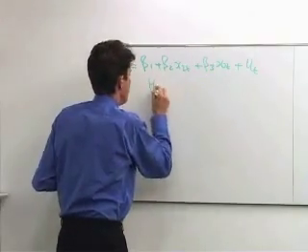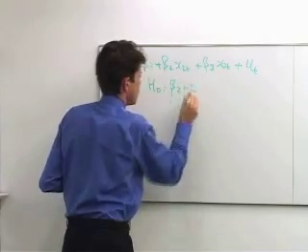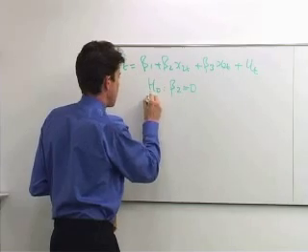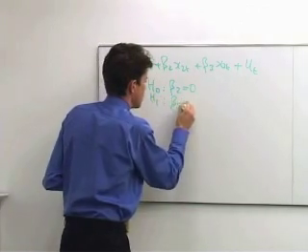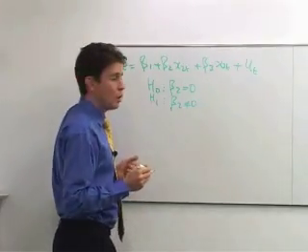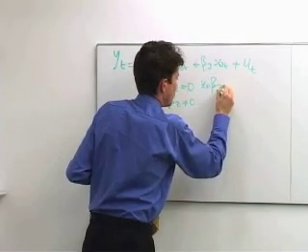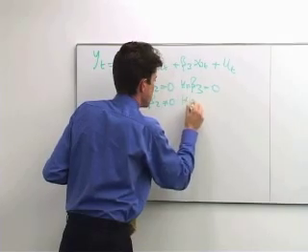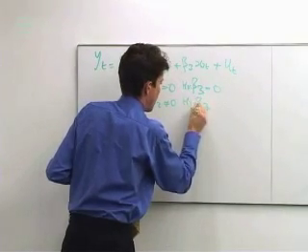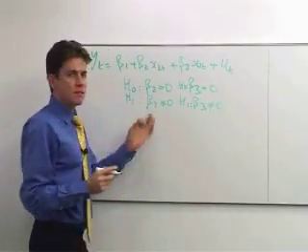So for example, we could test the null hypothesis that the true value of beta 2 is 0 against a two-sided alternative that it's not 0. Or we could test the null hypothesis that the true value of beta 3 is 0 against a two-sided alternative that it's not 0, and so on.